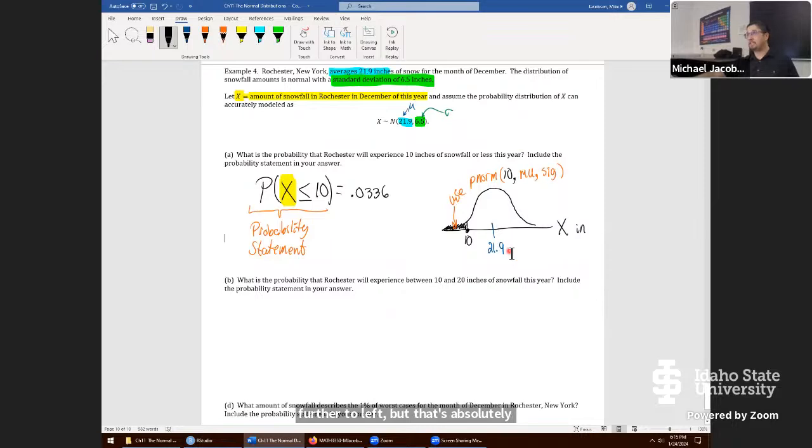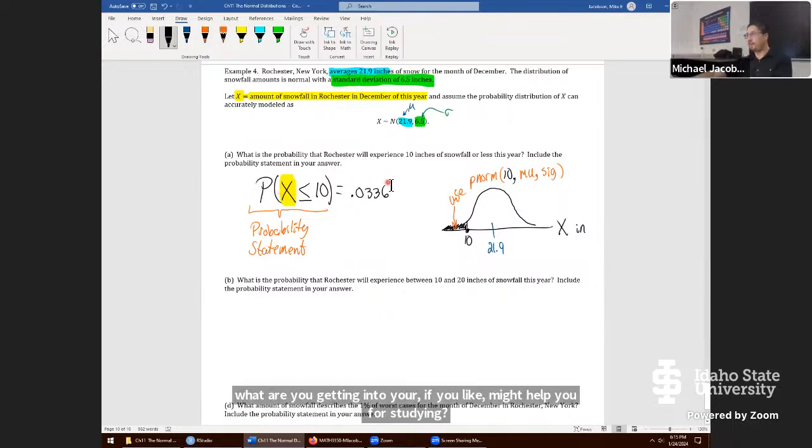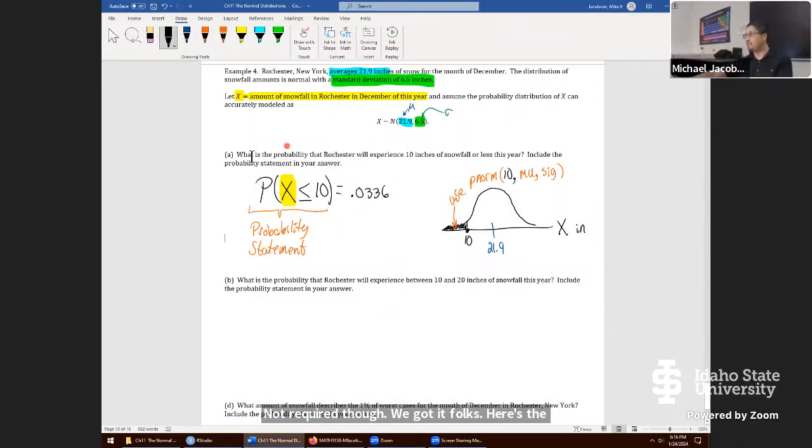All these graphs' purpose is just to organize information. It's really considered scratch work. So putting it into your assignment if you'd like, it might help you for studying. Not required though. But we got it, folks. Here's the probability statement. We found the probability and our work is done. For this question right here, we can now say there's about a 3.36% chance of having less than or equals to 10 inches of snow in Rochester, New York this year.